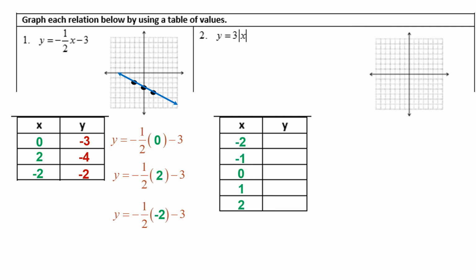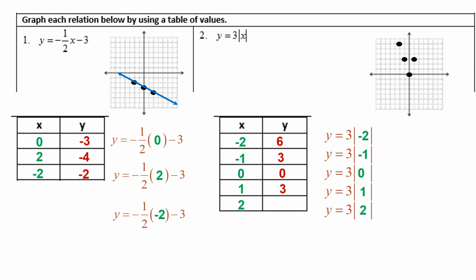Number 2, since I have the absolute value there, I'm going to try some negatives and some positives. So I have 3 times the absolute value of -2, which is 6. Y equals 3 times the absolute value of -1, which is 3. One more time, 0, 0, 1, 3, and 2, 6. Here we are, graphing it at the same time. Let's connect the dots. Wonderful absolute value.